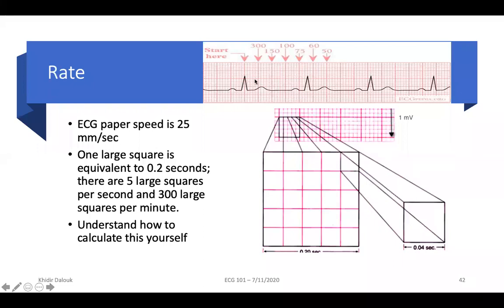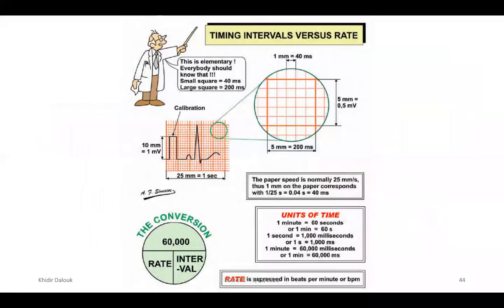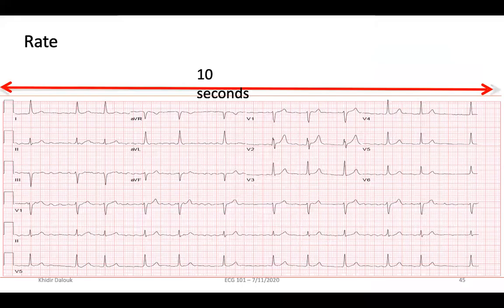0.2 seconds is 200 milliseconds. So if you count by milliseconds, small boxes are 40. So you can count all that RR interval in milliseconds. And if you do 60,000 divided by the interval between those two RR intervals, this is how you get the 60,000 milliseconds. 1 minute is 60,000 milliseconds. If you divide that by the interval in milliseconds, this is how you get the heart rate in beats per minute.